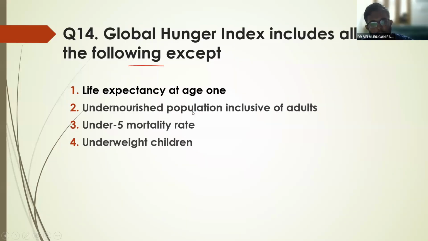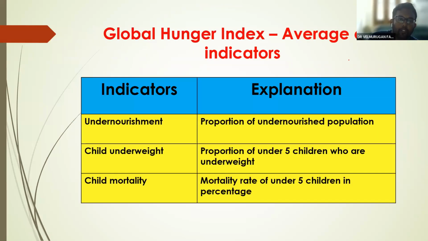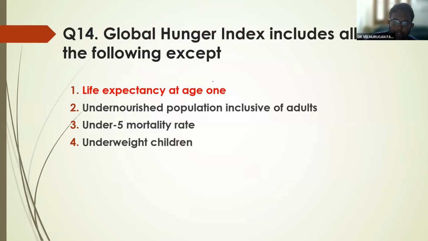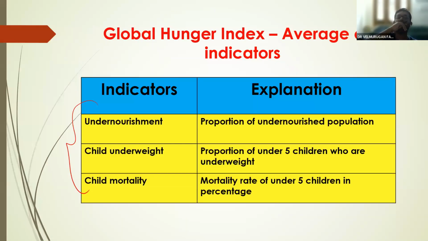The Global Hunger Index includes all of the following. If you see here, the Global Hunger Index includes 3 dimensions: undernourishment, child underweight, and child mortality. So life expectancy will not come. Life expectancy at age 1 is a part of the PQLI. It is not a part of the Global Hunger Index. So for the Global Hunger Index, we have 3 dimensions, so 3 indicators.